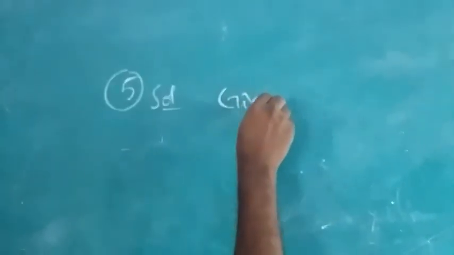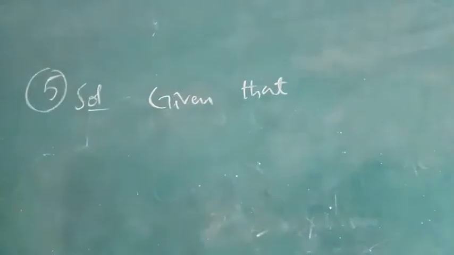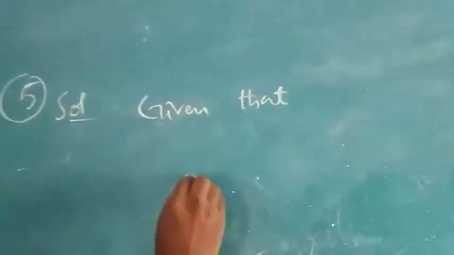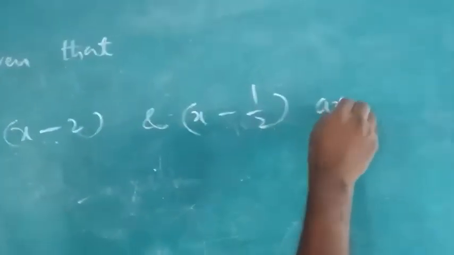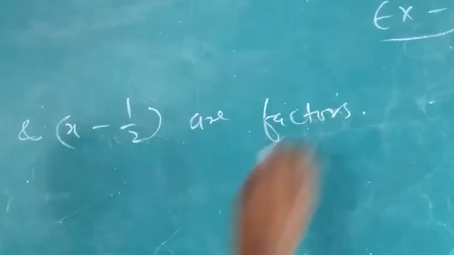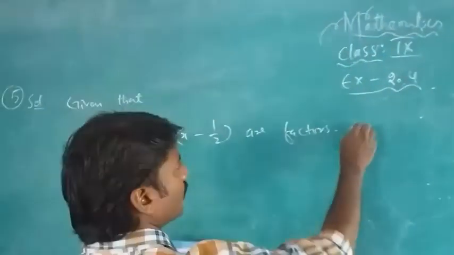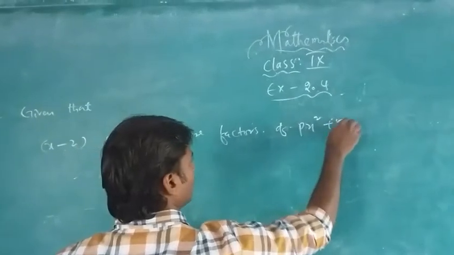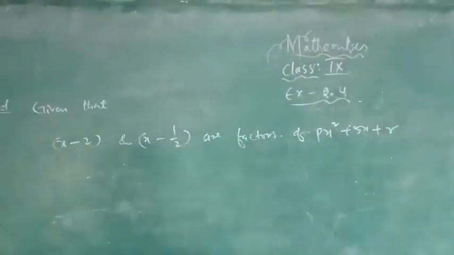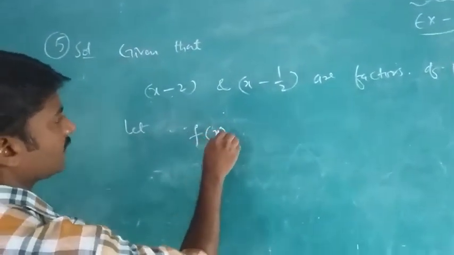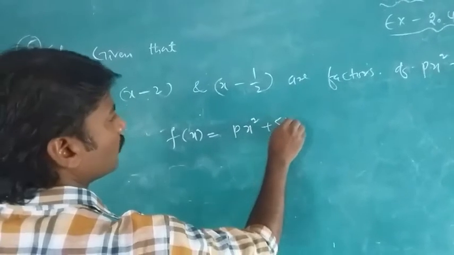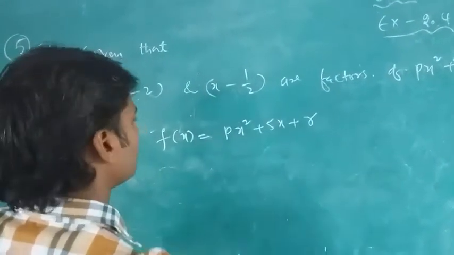Children, here what is given in the question? We'll write here first of all. If you want to understand the solution, the question is very important, children. So what he gave is x minus 2 and x minus 1 by 2, these two are factors of px square plus 5x plus r. So now let us take, suppose, f of x is equal to px square plus 5x plus r, the polynomial.